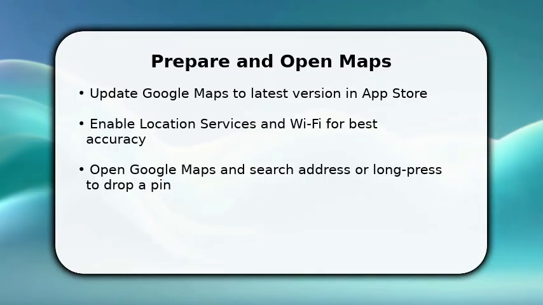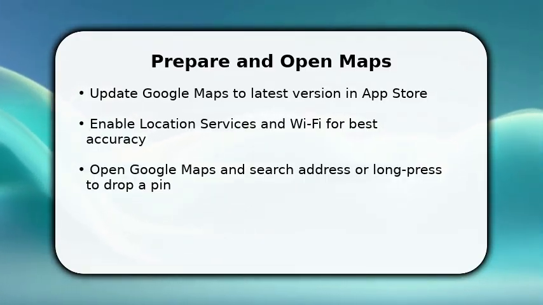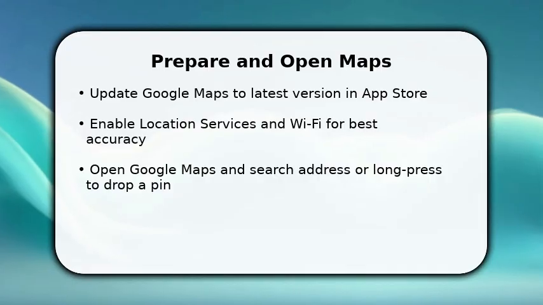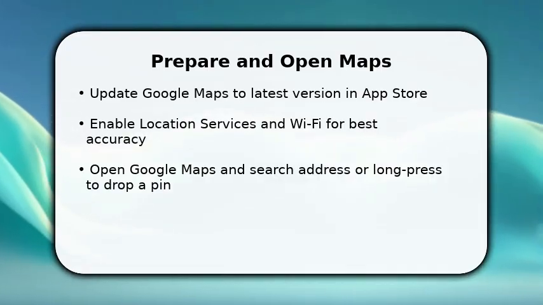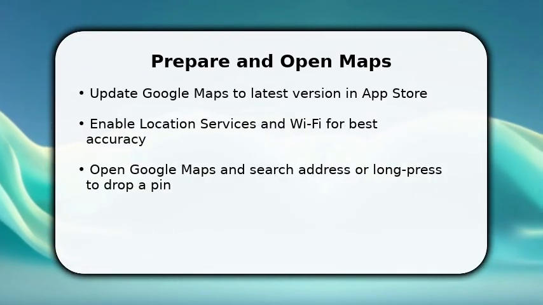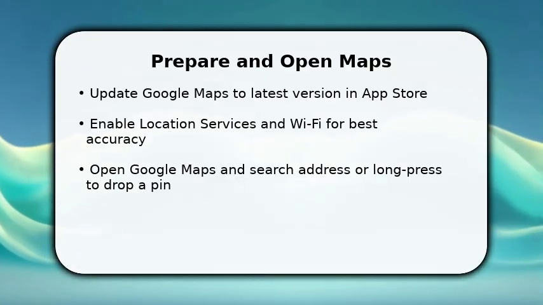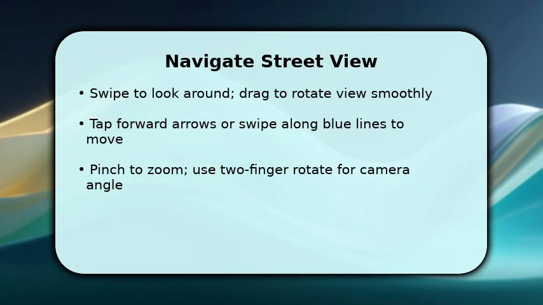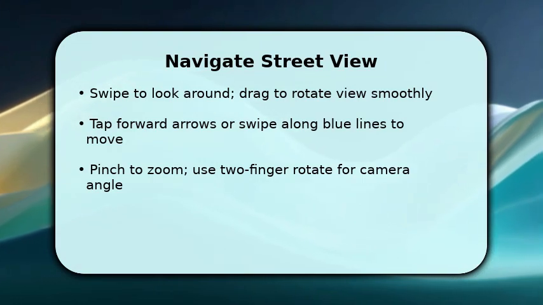Once done, open Maps and type an address or long press the map to drop a pin. Then tap the photo thumbnail or the Street View preview that appears at the bottom. This directly loads the 360 degrees imagery. Do that now and stay focused. The app takes you. You are now inside Street View and ready to navigate.